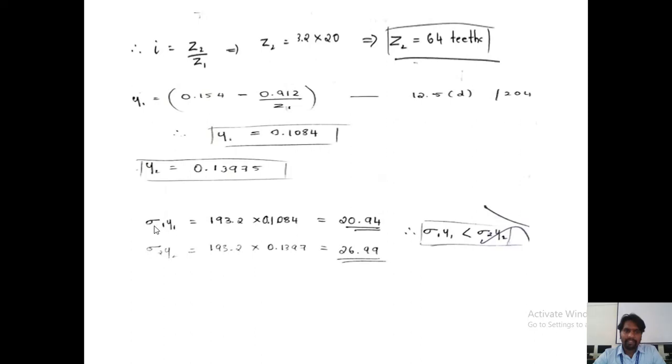Next, calculate sigma 1 Y1. The sigma 1 is the same for both pinion and gear. Multiply it with Y1 and Y2, we get sigma 1 Y1 and sigma 2 Y2. In this, we need to check which one is the weaker. See here, sigma 1 Y1 is lesser than sigma 2 Y2. So this pinion will be the weaker, so the design is based on the pinion. From the second step, we need to consider the pinion. If the pinion is safe, then obviously the gear is also safe. So the design is based on the pinion.